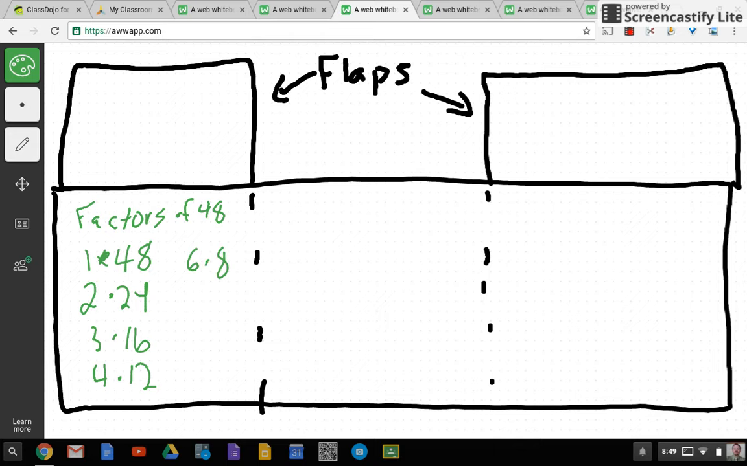And then the factors of 64. The factors of 64 would be 1 times 64, 2 times 32.